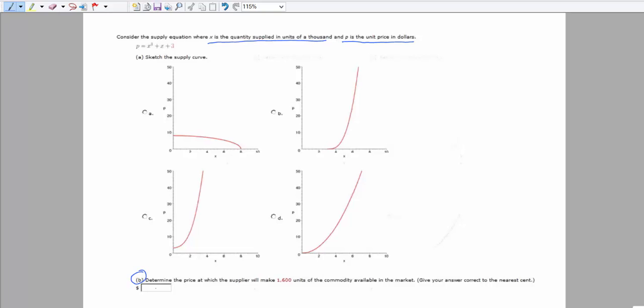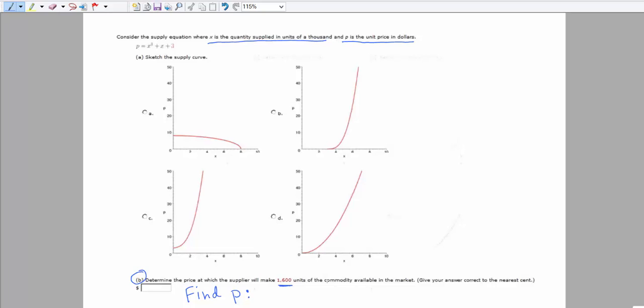In part B, we are asked to determine the price. So in other words, we are asked to find P. And remember that P is measured in dollars, so our answer will be in dollars. We want to find the price at which the supplier will make 1,600 units of the commodity available in the market.